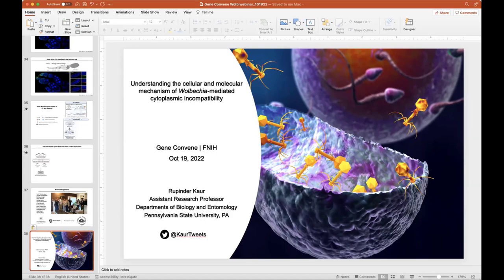There are a couple of cells in the germline which also show TUNEL positive signals, but they were really similar between the negative and positive controls and our test samples, so we did not really consider them. But the effect that is relevant to CI, we only saw in the canoe stage. Yeah, okay.